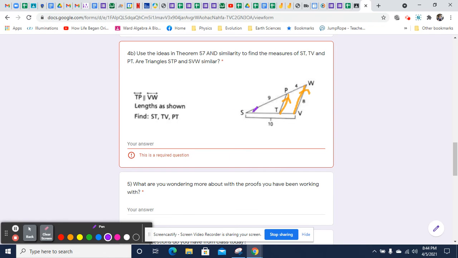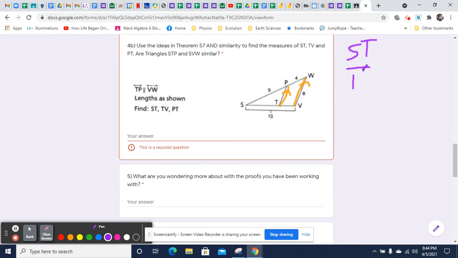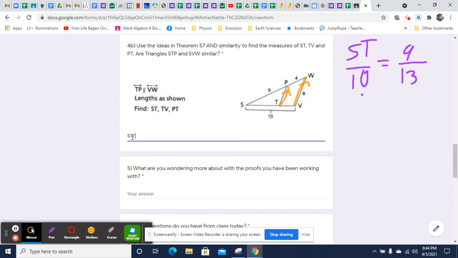So let's start with ST. ST is going to be, so ST is to 10. We could do this one as 9 is to 9 plus 4, which is 13. So we can solve that. So that first one will end up with ST is to 10 as 9 is to 13. Cool, we can do that.